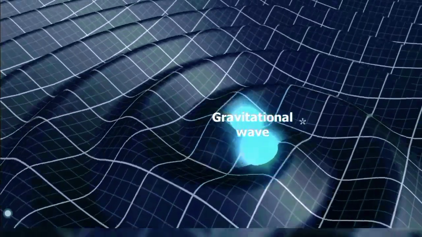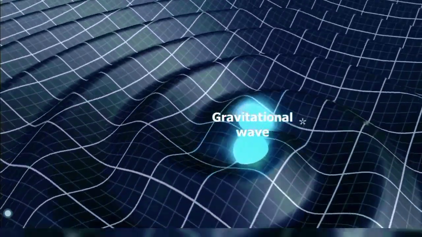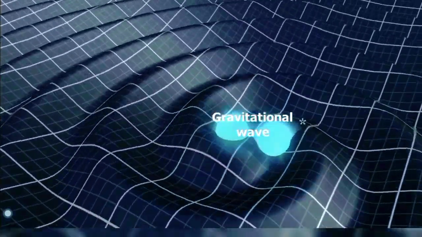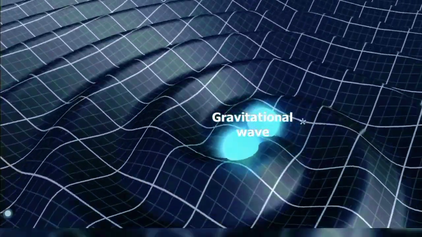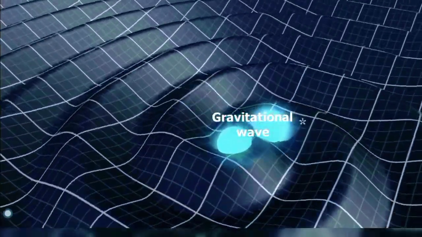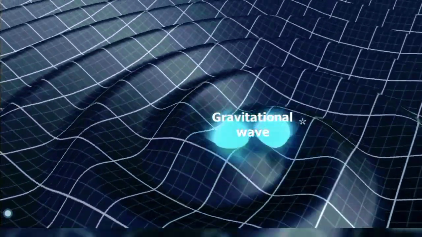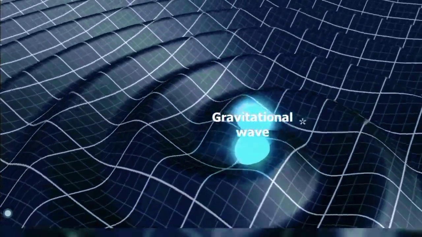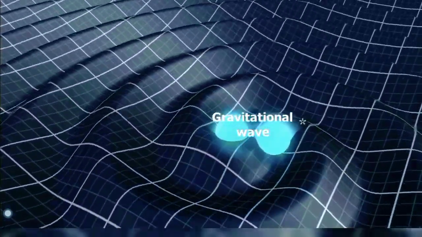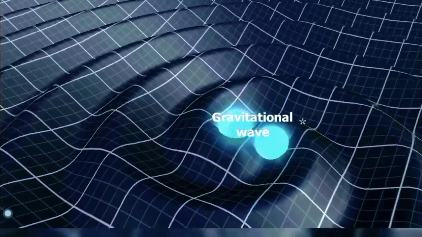As these objects move, they stretch and compress spacetime, creating waves that spread outward from the source. Detection. Gravitational waves. Because gravitational waves cause only minuscule distortions in spacetime, they are difficult to detect. Specialized observatories like LIGO, Laser Interferometer Gravitational Wave Observatory, and Virgo detect them by measuring tiny changes in the distance between mirrors separated by several kilometers.